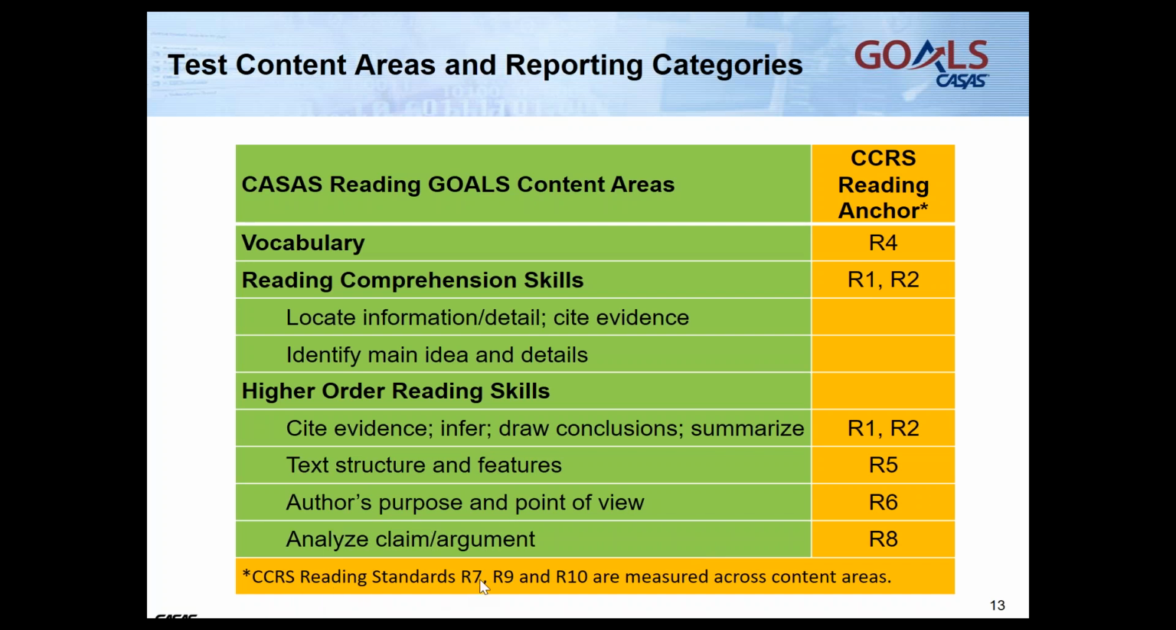One thing to see is that these three standards, R7, R9, and R10, are not included here as primary targets of the items, but they are measured. R7 looks at the format generally of an item, R9 at answering using more than one text, and R10 looks at the text complexity and fluency of the item. So these are measured across the content areas above. Any questions?